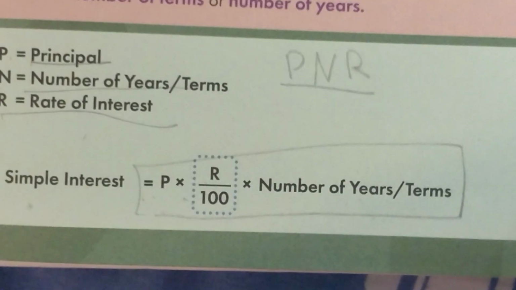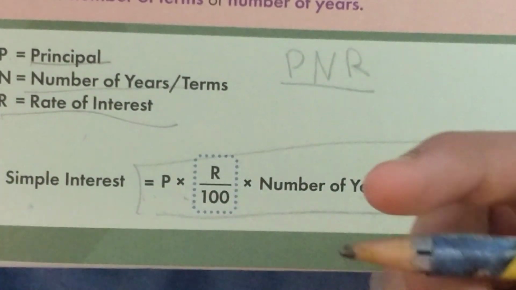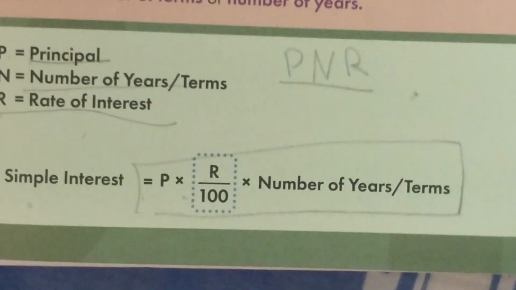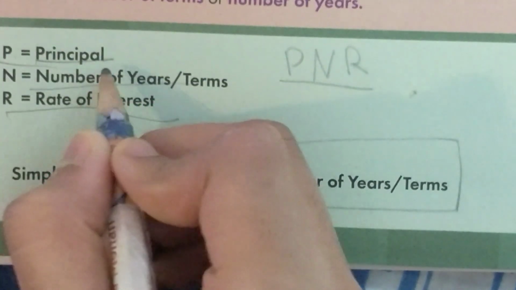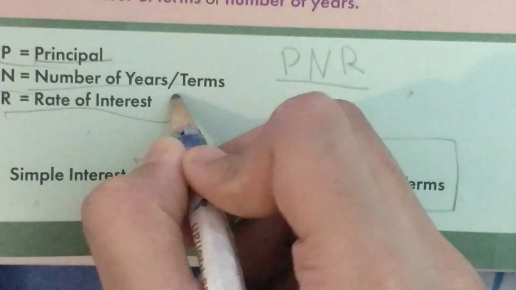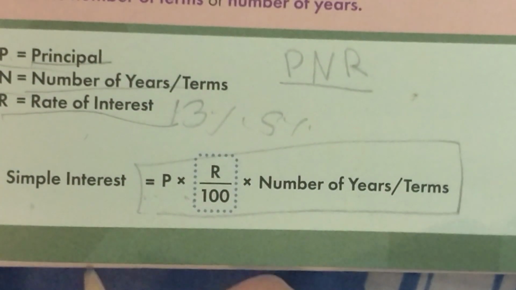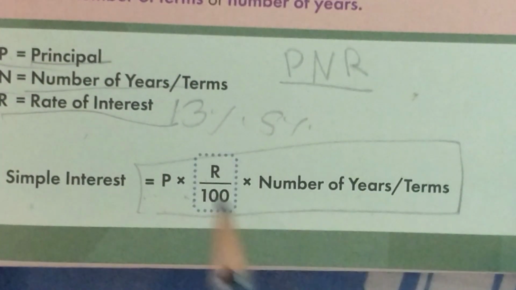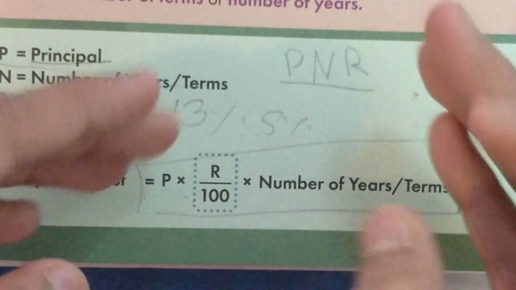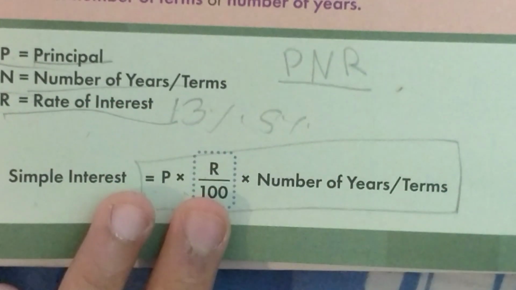Coming to the next part, this is something I call the PNR rule. P is for principal, N is for the number of years or terms, and R is for the rate of interest, like 13% interest or 5% interest. And now the simple interest formula. There will be some formulas in maths, right? Obviously this is a formula that you have to learn by heart so that it's easy for you when you are going ahead.